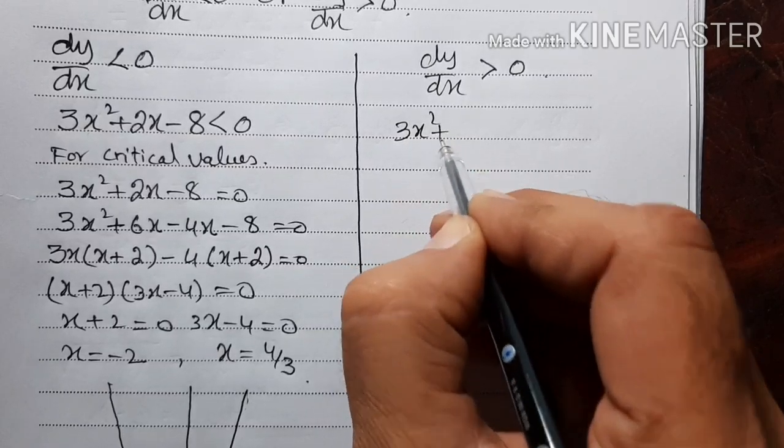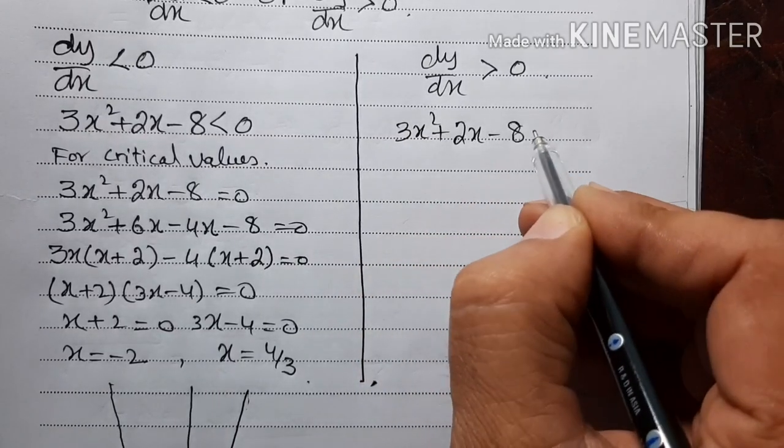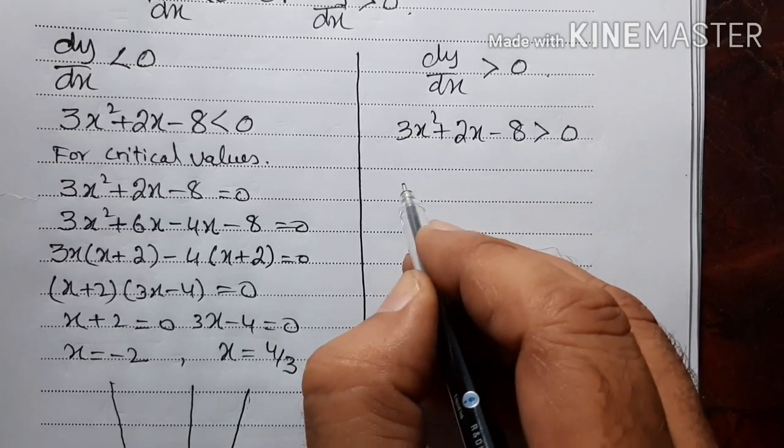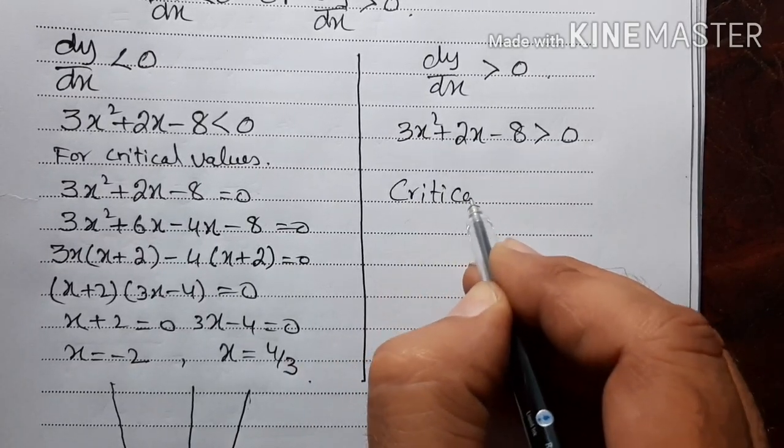Now, if dy by dx is greater than 0, meaning the function is increasing, I will use the same expression: 3x squared plus 2x minus 8 is greater than 0. It means I got two critical values.